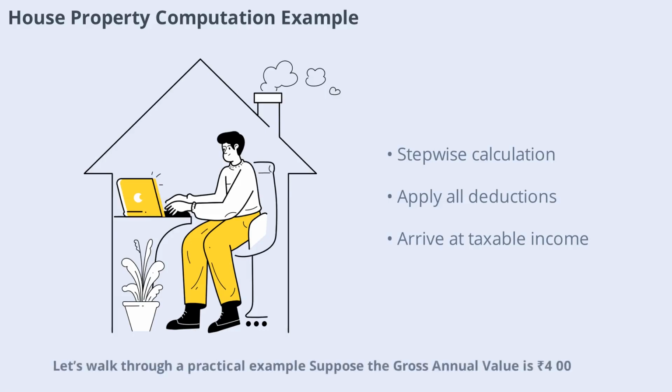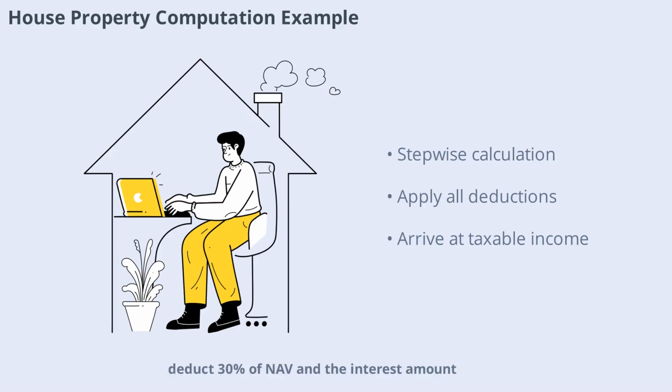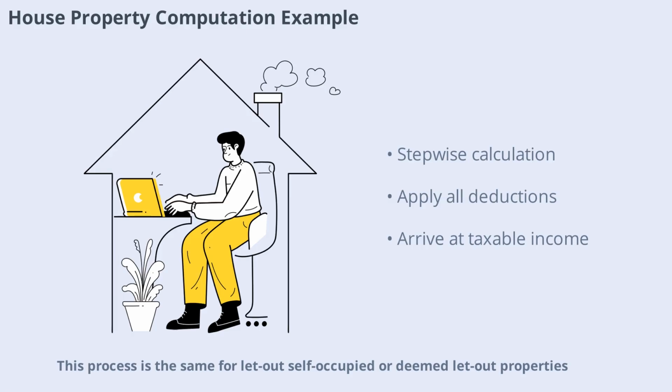Let's walk through a practical example. Suppose the gross annual value is Rupee 400,000, municipal taxes paid are Rupee 30,000, and interest on loan is Rupee 150,000. Subtract municipal taxes from GAV to get NAV. Then deduct 30% of NAV and the interest amount. The result is the taxable income from house property. This process is the same for let-out, self-occupied, or deemed let-out properties, with minor adjustments.